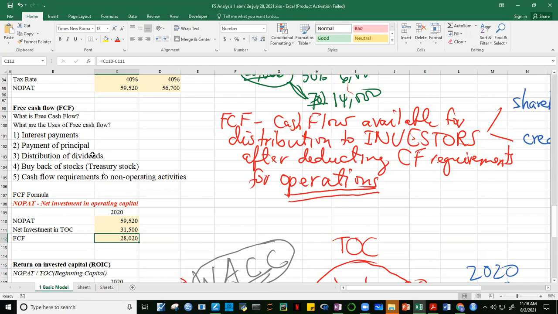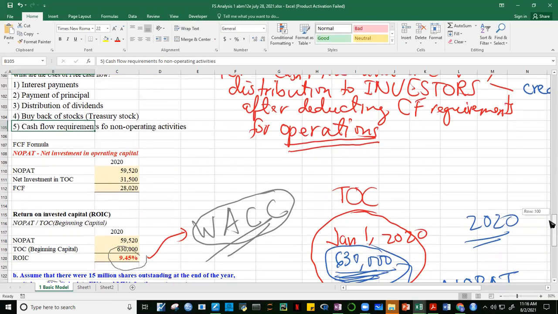shareholders, dividends. And sometimes company could buy back their own shares of stock in the form of treasury stock, and also cash flow requirements for non-operating assets. Okay, so ito yung limang general na pinaggagamitan ng free cash flow.